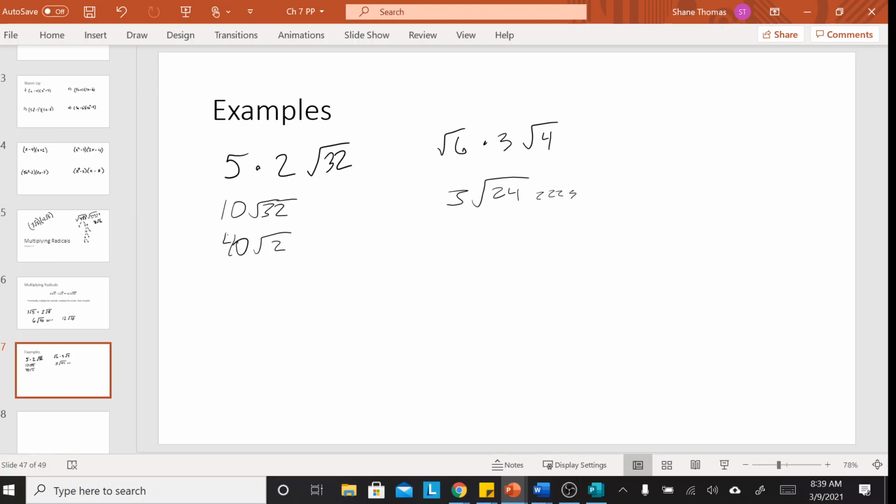2, 2, 2, 3. So I can bring what out? Pair of 2s. So what am I going to have outside? 6. How about on the inside? 6. You guys still with me?